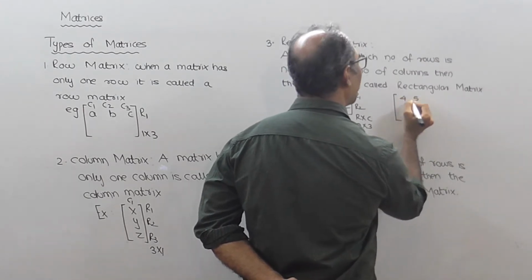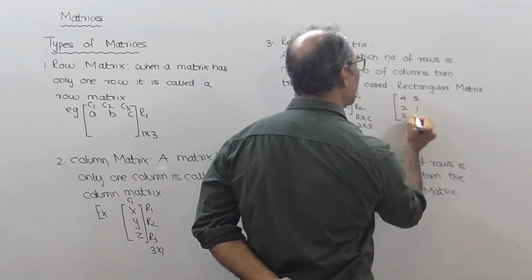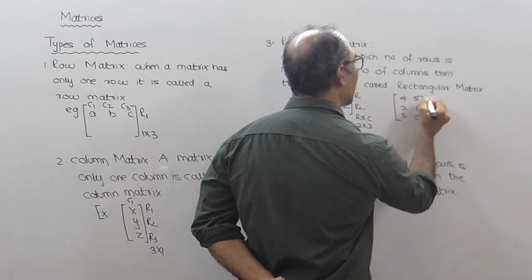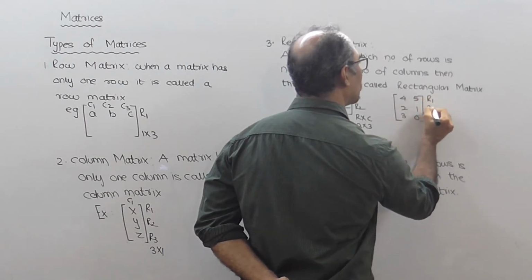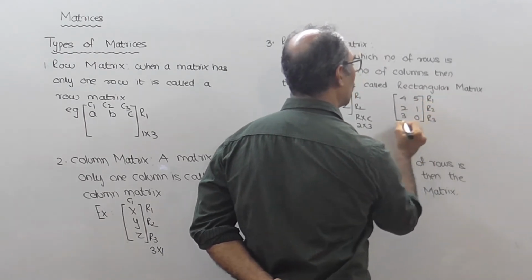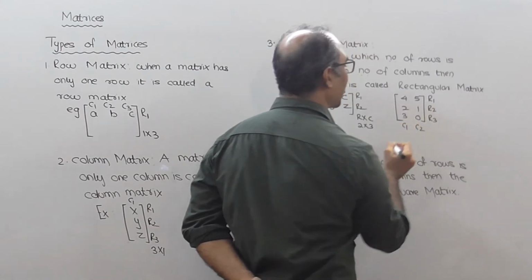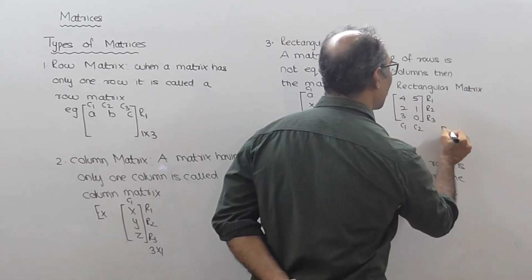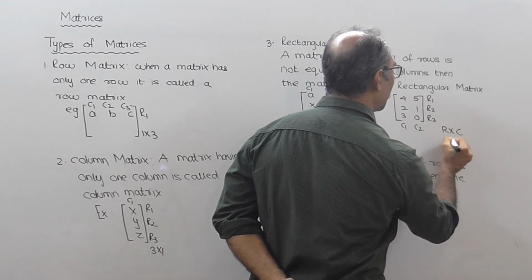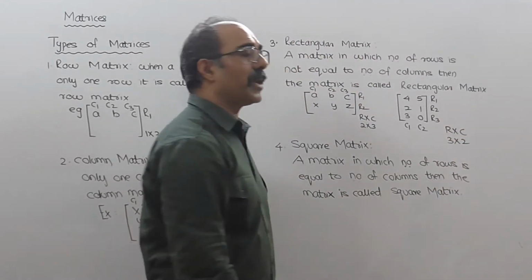4, 5, 2, 1, 3, 0. Can I say this is first row, second row, third row? Can I say this is the first column, second column? So can I say this is the matrix of the order R by C? That means this is a matrix of the order 3 by 2.